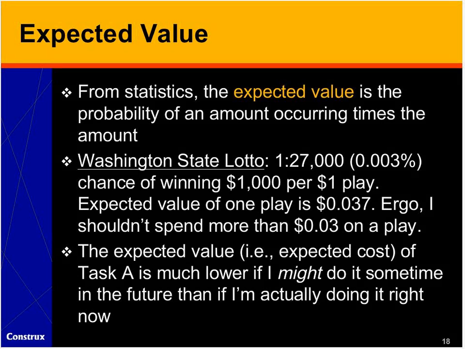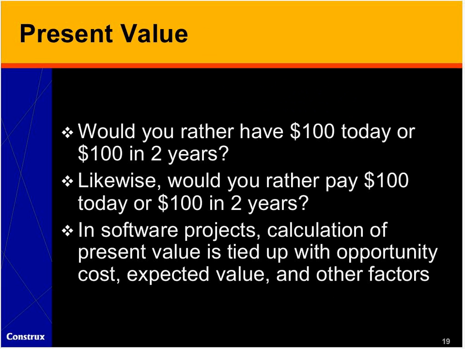So if I'm going to take on a task and I know I'm going to do it today, then I'm paying 100% of it. If there's only a 50% chance I'll take on that task at some point in the future, then the expected value is only 50% of the cost. And so that gives us the concept of expected value.